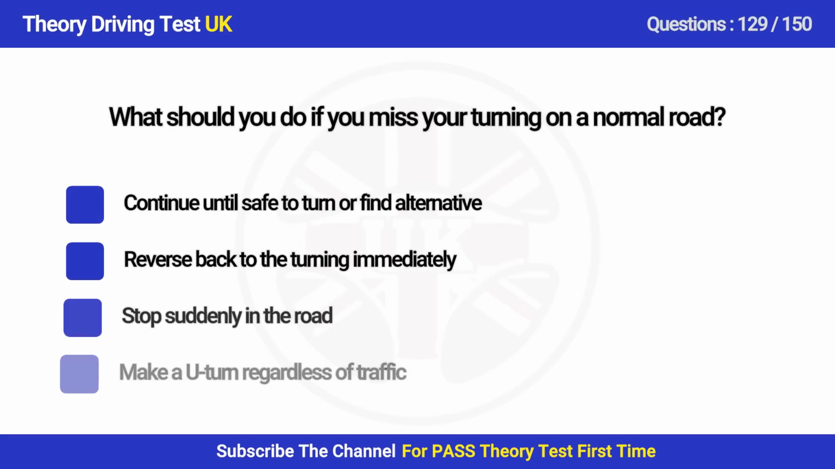Question 129. What should you do if you miss your turning on a normal road? A. Continue until safe to turn or find alternative. B. Reverse back to the turning immediately. C. Stop suddenly in the road. D. Make a U-turn regardless of traffic.